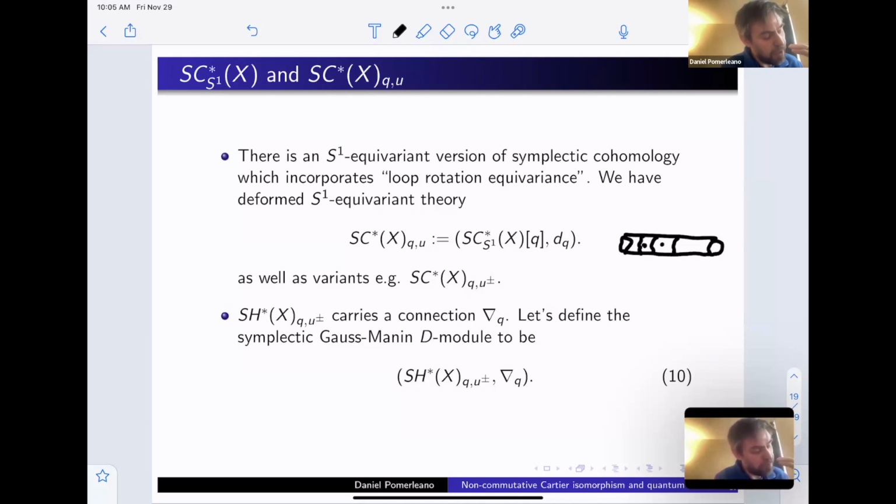So the construction of connections in Hamiltonian Floer theory also works for this deformed symplectic cohomology. So this deformed symplectic cohomology carries a canonical connection nabla Q, and the full Gauss-Manin D-module in symplectic geometry is going to be this Q-deformed S1 equivariant symplectic cohomology with this nabla Q connection.